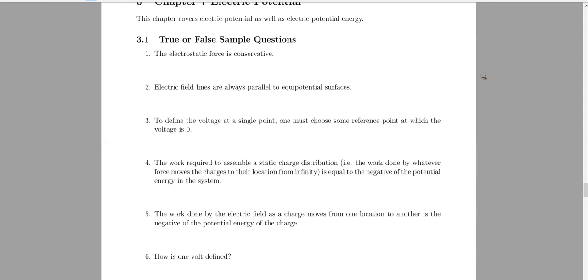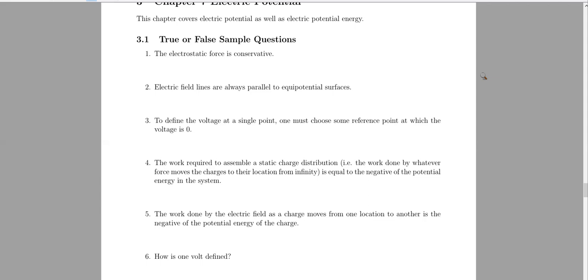All right, the work required to assemble a static charge distribution, meaning the work that you do or whatever put it together did, is equal to negative the potential energy in the system. That's false. The work that you do is equal to the potential energy of the system. Now, the work that the electric field did, that is negative.